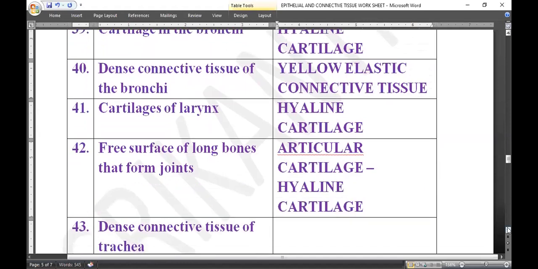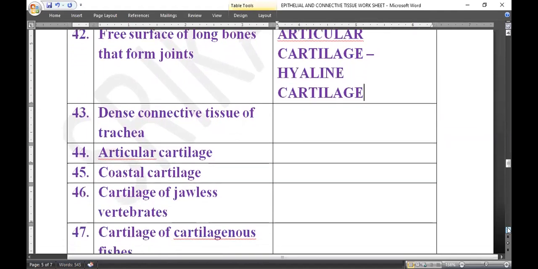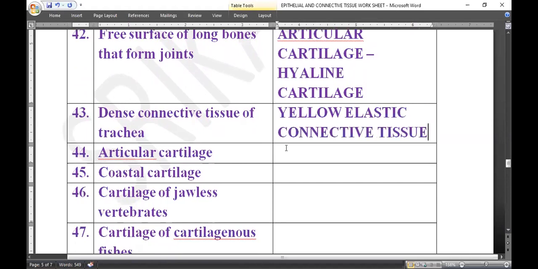Dense connective tissue of trachea. Yellow elastic connective tissue.